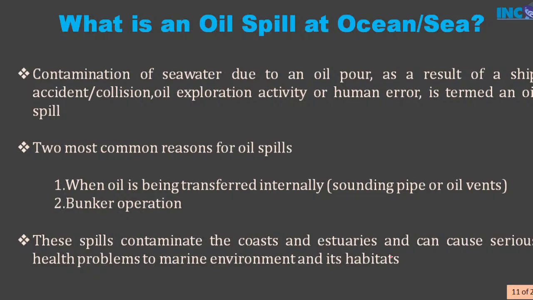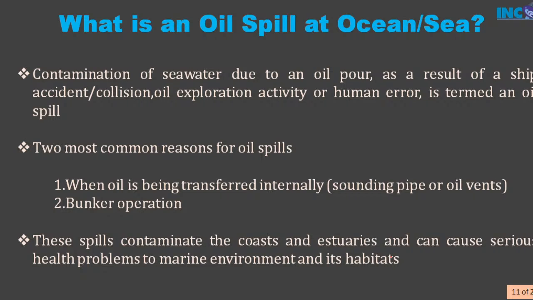Another important topic is oil spill in the ocean. Oil spill is the contamination of seawater due to oil pouring out as a result of ship collision or accident, or other ONGC activities like oil exploration, and it is mainly caused by human error. It spreads widely due to its light density and makes an oil slick on the surface of the ocean. Finally, due to weathering and spreading, it forms a chocolate mousse.